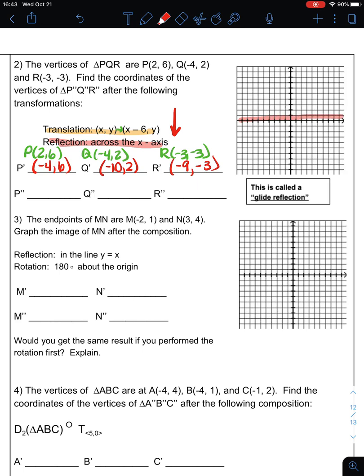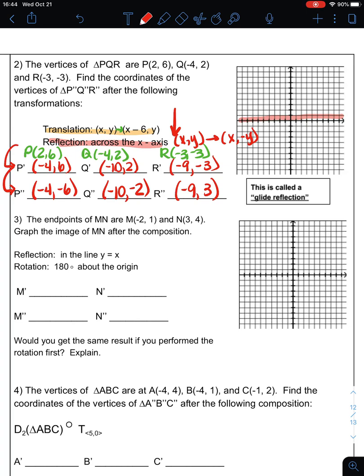Remember, when you reflect across the x-axis, you have a vertical change, and so that means your (x, y) is going to become (x, negative y). So now I go from my original, my pre-image, to my image, and then I change that image again. Your x value stays the same, and your y values change.